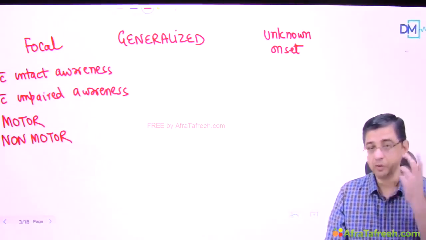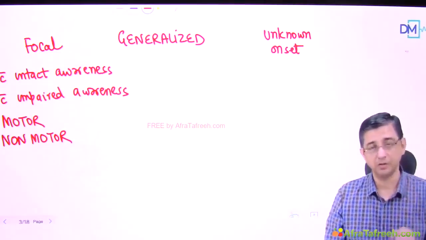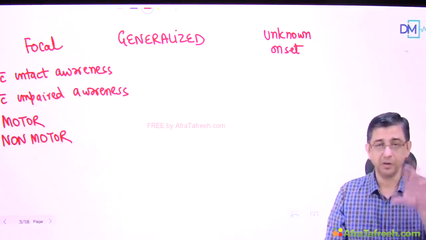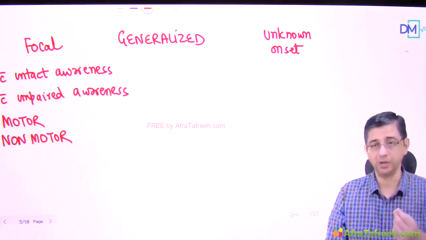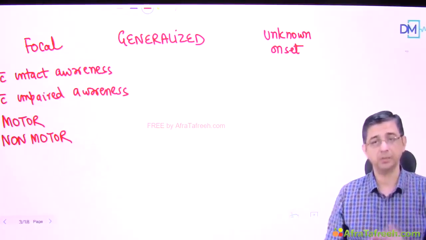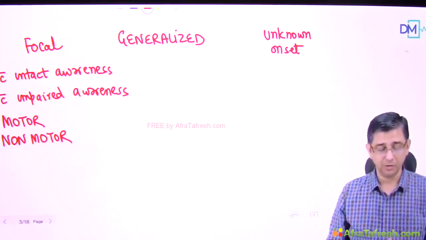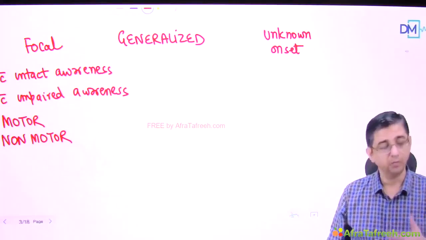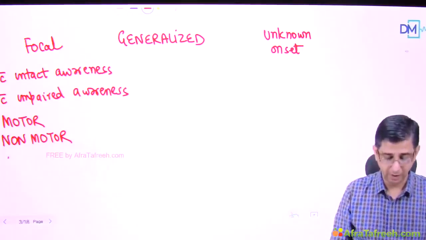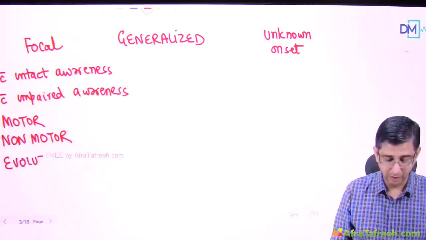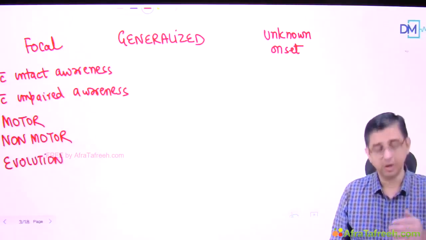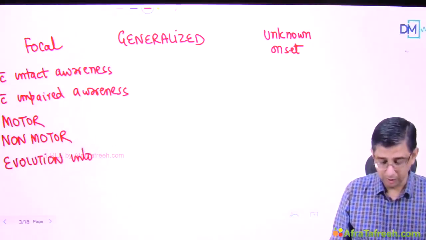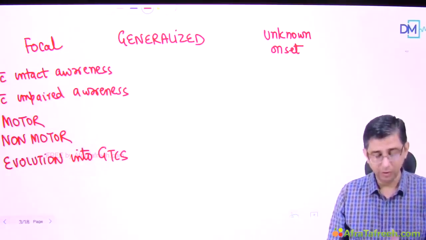Or for some people, even visual aspects can be there, like brilliant flashes of light. Or you might say that everything started becoming smaller, that is micropsia. Everything started becoming bigger, that is macropsia, and then he lost consciousness. So that is why they use terms like with intact awareness, with impaired awareness, motor, non-motor manifestations in a patient. And lastly, as I said, there is a possibility that a focal seizure will show an evolution into generalized tonic-clonic seizure. Now, why is it important for you to know this classification?